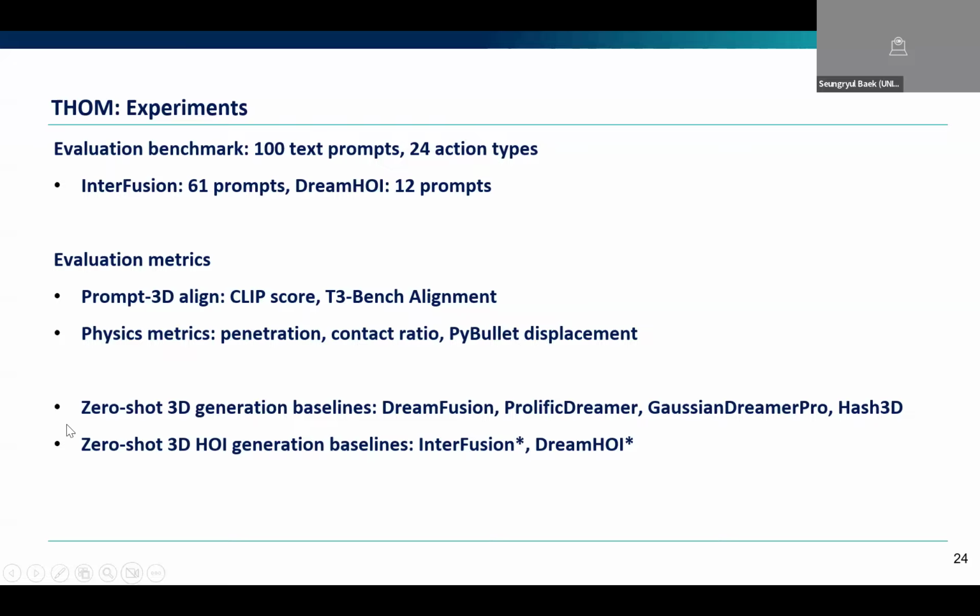And as zero-shot 3D generation baselines, we use DreamFusion, ProlificDreamer, GaussianDreamerPro, and Hash3D as baselines. And for zero-shot 3D human object interaction generation baselines, we use InterFusion and DreamHOI. But because these are originally designed for human-object interaction, we adapt them further to generate hand-object interaction.